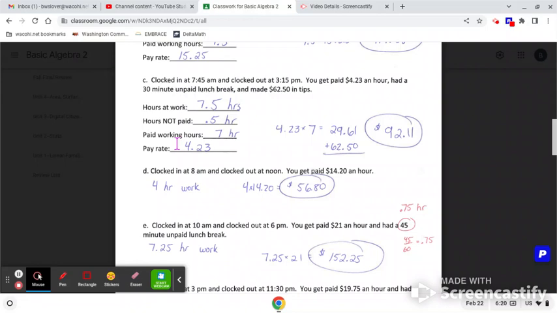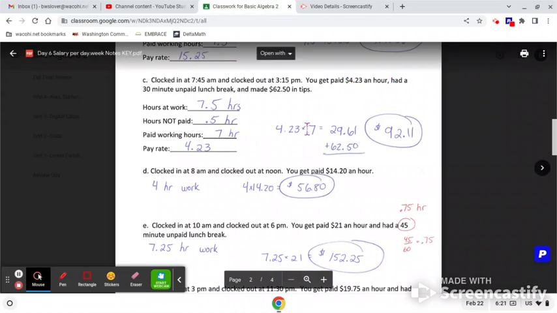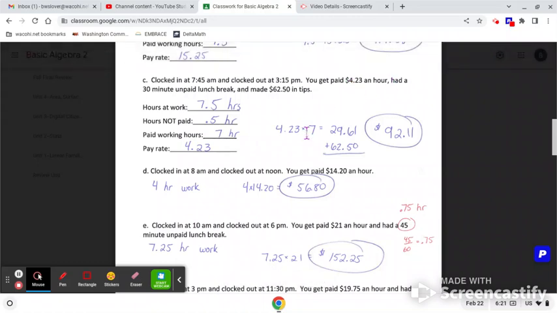It's a typo. Nope. So this particular example is for a server, someone who serves at a restaurant. They have a low hourly wage, which is why this example talks about tips. That's where they make their money. So I'm going to take my pay rate, which is $4.23 an hour, and I multiply by 7 hours because that's how many hours that I was working that day. I get $29.61.